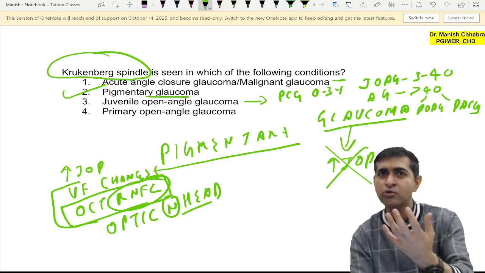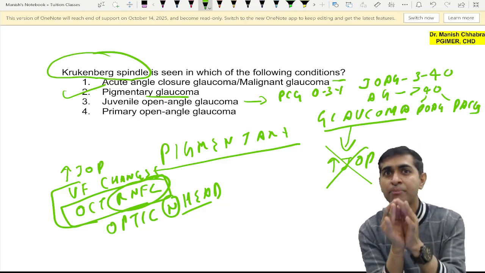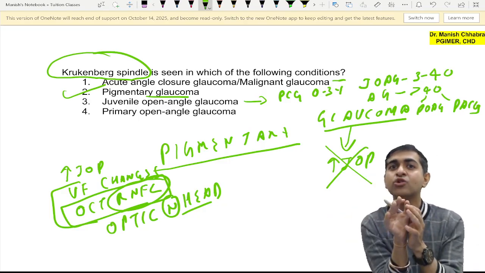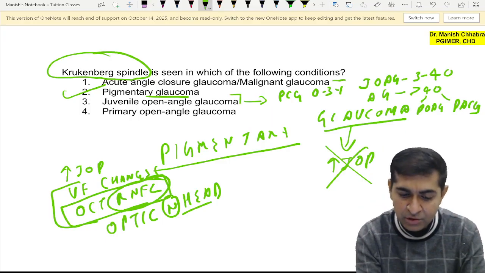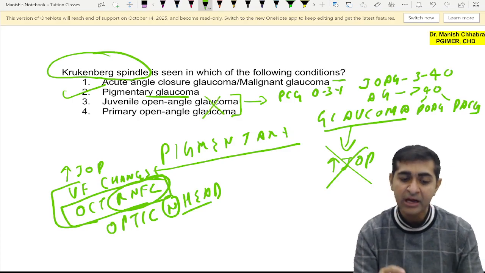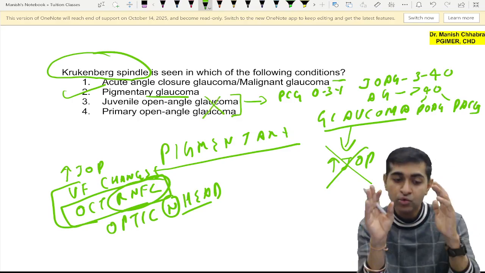So we know about primary open angle glaucoma. Juvenile open angle glaucoma is similar to primary open angle glaucoma, just that there is an age difference, right? So primary open angle glaucoma and juvenile open angle glaucoma are eliminated. We haven't heard about Krukenberg spindle.